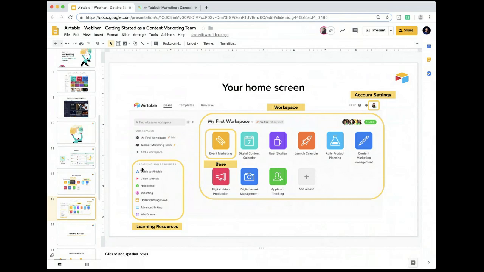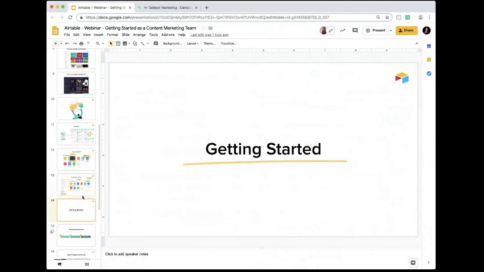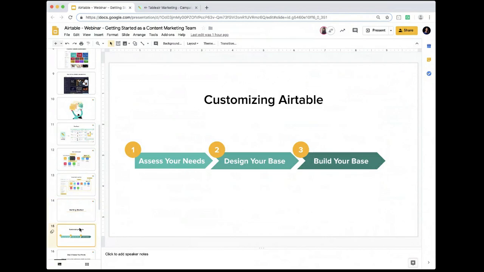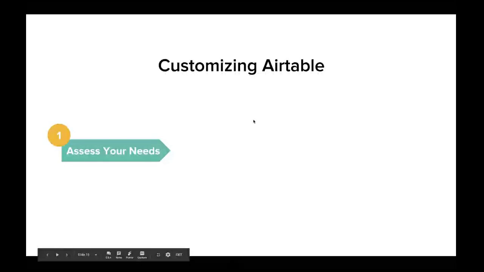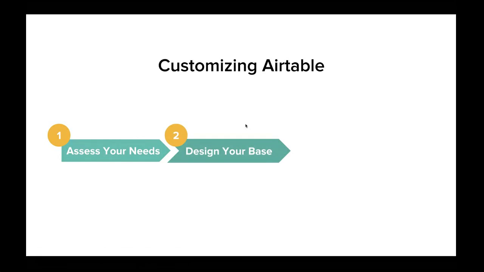Now, to customize your bases, it's important to know that there are 3 major steps that we recommend going through as a team in order to understand how to best customize your base. The first is to actually assess your needs. The second is understand what your needs are, so then you can actually design your base the way that you would need it to look as a team. Last but not least, we'll go ahead and actually build the base so that you can get started with managing your process directly in Airtable.